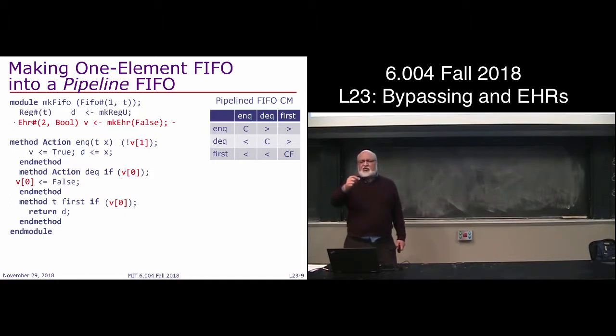What happens if you do NQ and DQ simultaneously? This is a one element FIFO. It'll still be full, right? I mean, it had something in it, now it's going to get something in it again. So you want V1 to be true.